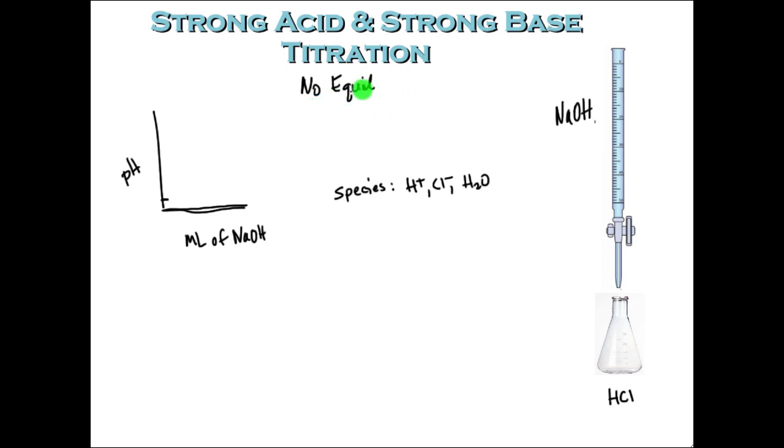Okay, so we do no ICE table. Everything we do here will be a BCA table because we're going to be dealing with stoichiometry. Everything's going to be stoichiometry. So the first thing I do is I calculate the pH of the solution with just nothing added.